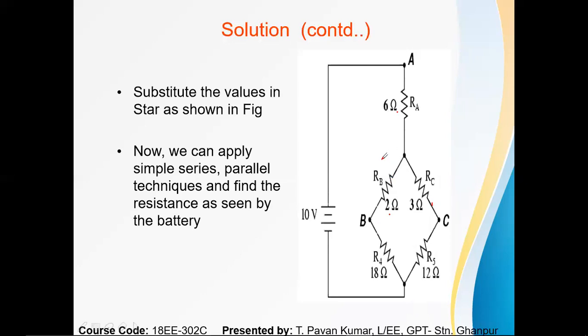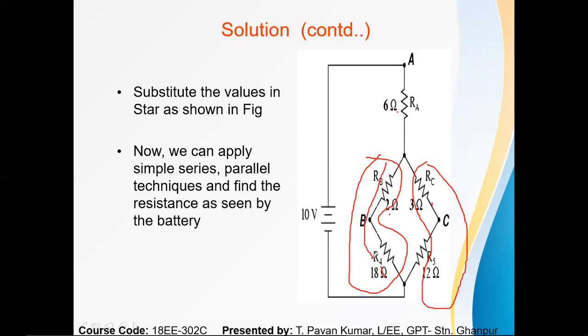Now here you can easily indicate it. This is series because there is no diversion of current. The same current which is traveling through RB is traveling through R4. Here also the same current is traveling through RC and R5. So that means both are series.